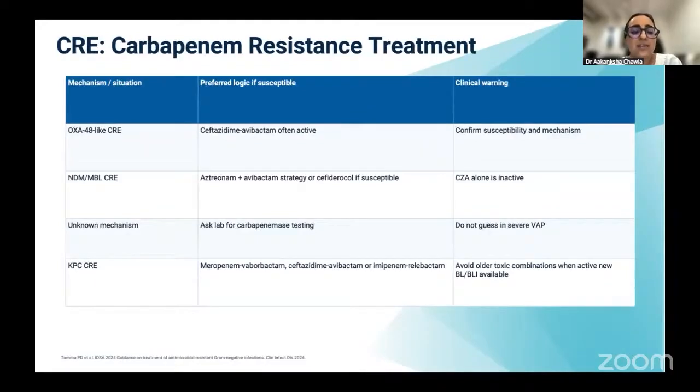Carbapenemase resistance, Enterobacterales. These days, in most of the tertiary care setups, there are tests available for detecting the resistance gene. So if it is available, you should send it, and if you get OXA-48 positive, the drug of choice is ceftazidime avibactam. If NDM or MBL CRE is positive, then aztreonam plus avibactam strategy, or cefiderocol, although not available in India. KPC CRE, again, is fortunately less common in Indian ICUs. So again, ceftazidime avibactam remains the drug of choice. Meropenem vaborbactam and imipenem relebactam are again good choices, but they are not available in our country.